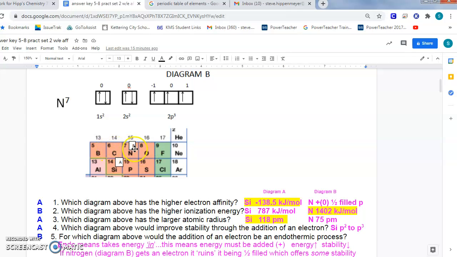Nitrogen is further to the right than silicon. Secondly, silicon is in the row beneath nitrogen. We learned that the ionization energy tends to decrease as you move top to bottom on the periodic table of elements. Why is that? As you go top to bottom, you're adding on a level every time. The next row has another level.